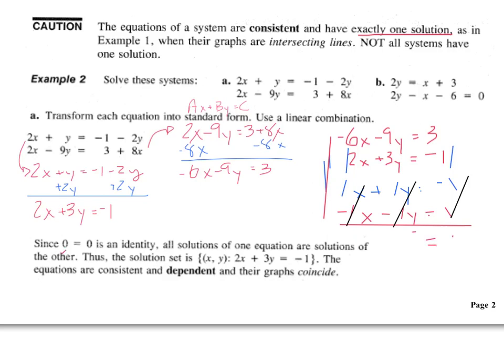When this happens, it's an identity. It means it's always true. Basically, it says all solutions of one equation are solutions of the other. In other words, no matter what I get for the first equation, it's going to make the second equation true. The equations are considered consistent and dependent, and their graphs coincide. In other words, their graphs are the exact same line. When you graph these, you get the same line. They are the same equation. Okay, so that's dependent, that's consistent. That's the same thing as having infinite solutions.